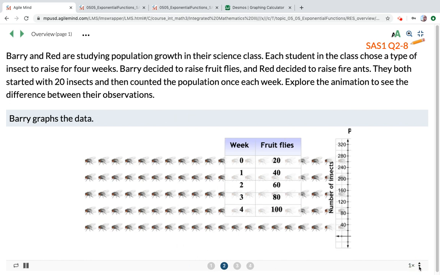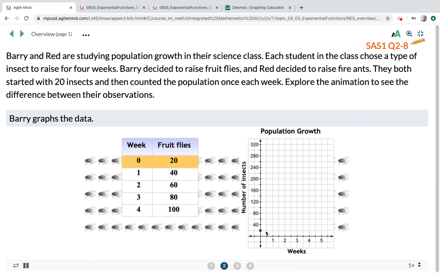All right. So here's my graph. I plotted my points 0, 20, 1, 40, 2, 60, 3, 80, and 4, 100. Interesting.